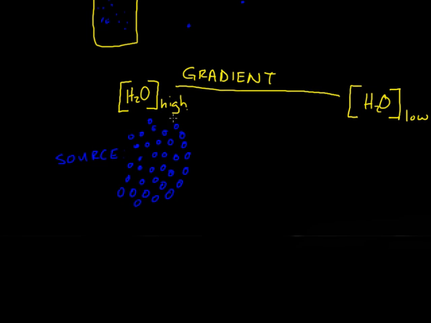So anytime we have, it could be water, it could be a salt, it could be anything, a high concentration in one area and a lower concentration in another, we refer to this as a gradient. And so in this case, we would say this is a water molecule gradient. Now, water molecules, and just any kind of molecule or atom or ion for that matter, behave in certain ways.